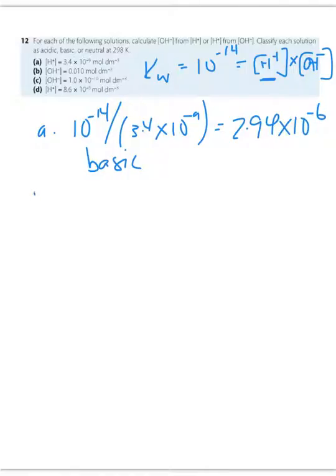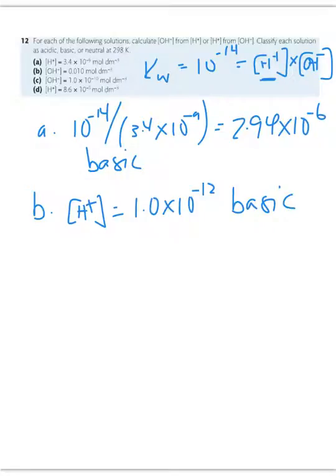So it's basic. B, if I take 10 to the minus 14th and I divide by the 0.010, I come up with an H plus concentration equal to 1.0 times 10 to the minus 12, or just 10 to the minus 12. And again, my H plus is very small, my OH minus is much greater, so this is a basic solution.